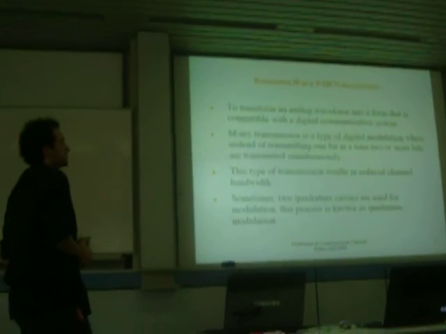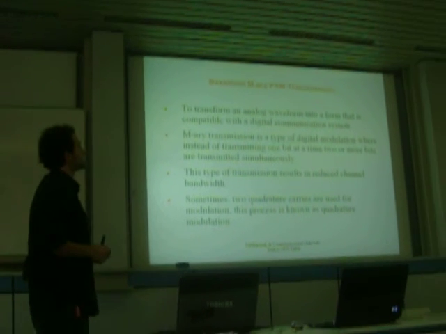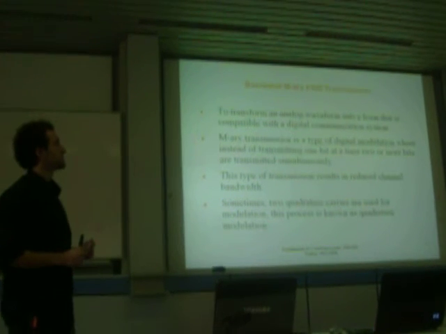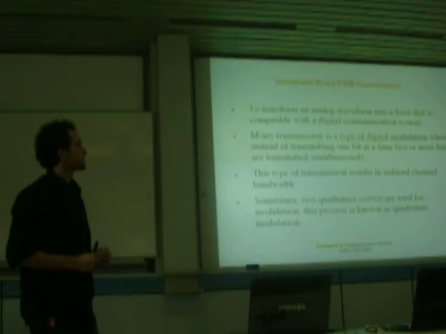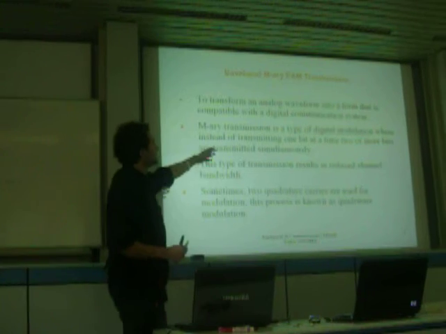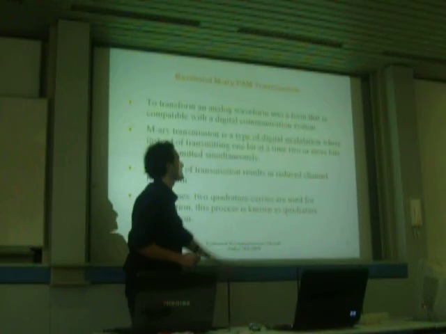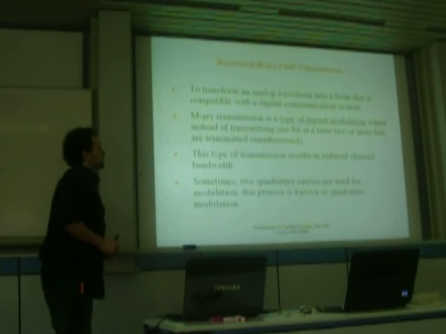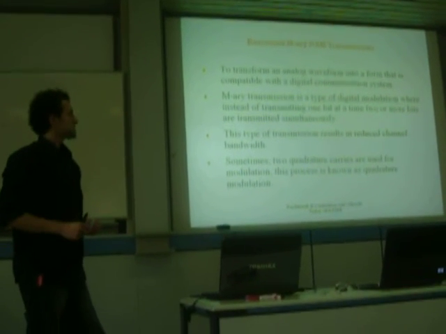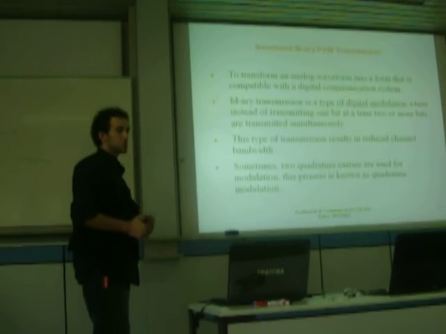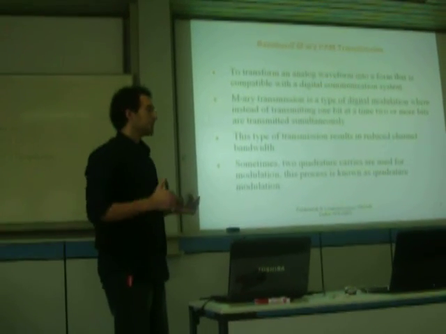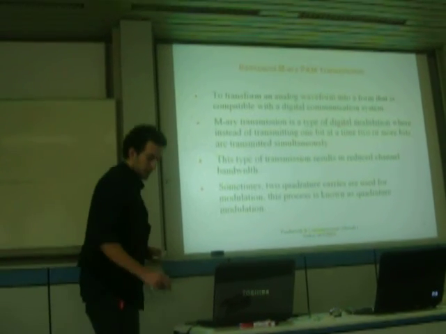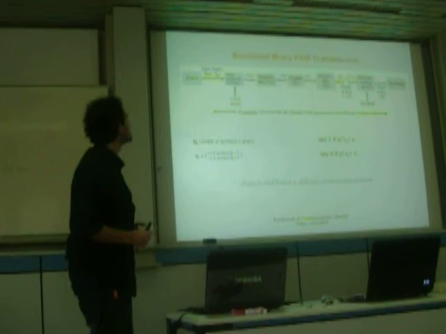To transform an analog waveform into a form that is compatible with a digital communication system, we are using M-ary PAM transmission. M-ary PAM transmission is a type of digital modulation. This type of modulation results in reduced channel bandwidth. Sometimes two quadrature carriers are used for modulation, and we can call it quadrature modulation. And on the next page, we have a table.